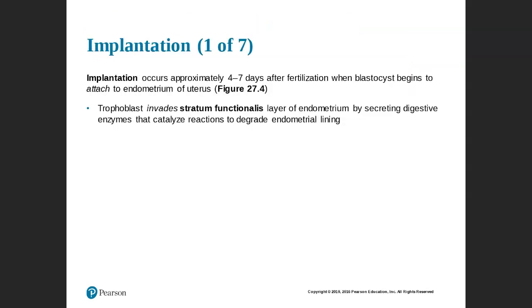Implantation will occur approximately 4 to 7 days after fertilization. That's when the blastocyst begins to attach to the endometrium of the uterus. So almost a week. The trophoblast then invades the stratum functionalis, the layer of the endometrium, by secreting digestive enzymes that catalyze reactions to degrade the endometrial lining.